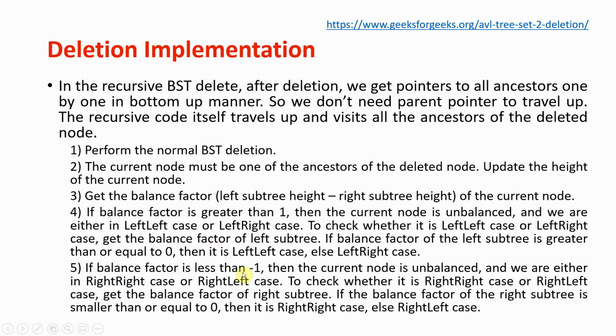But if the balance factor is -2, it means that we have a right-heavy case, so the current node is definitely unbalanced. We are either in the right-right case or the right-left case. To check whether it's the right-right case or the right-left case, we get the balance factor of the right subtree. If the balance factor of the right subtree is smaller than or equal to 0, then it's the right-right case. Otherwise, it's a right-left case. You can draw this and figure out why this is the case.